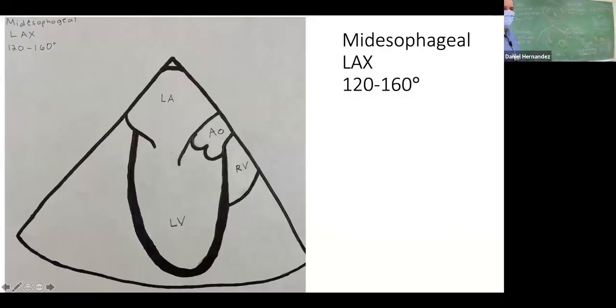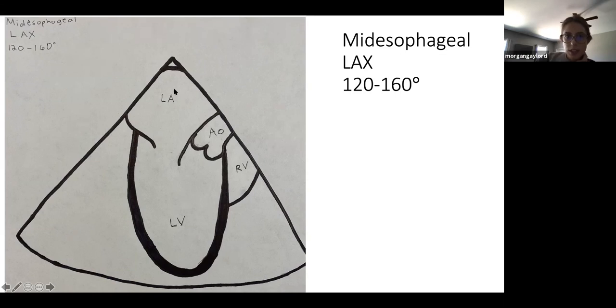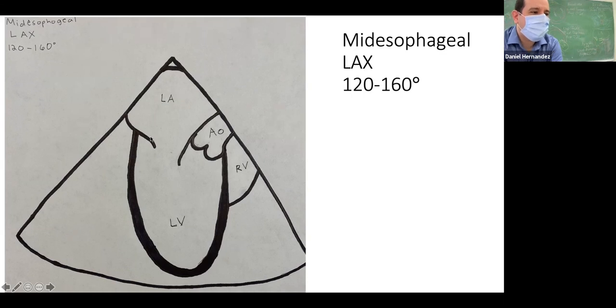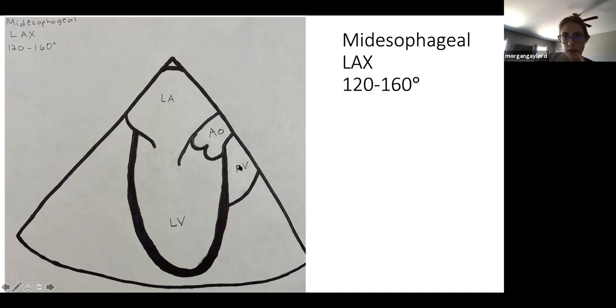Okay. So my first one was mid-esophageal, long axis, and the angle is 120 to 160. So you can see the left atrium. Can you see my mouse too? Yep. Because I forgot to label, this is the posterior mitral valve leaflet, and then this one's anterior mitral valve leaflet. And then left ventricle, aorta, and right ventricle. That's about all my knowledge.